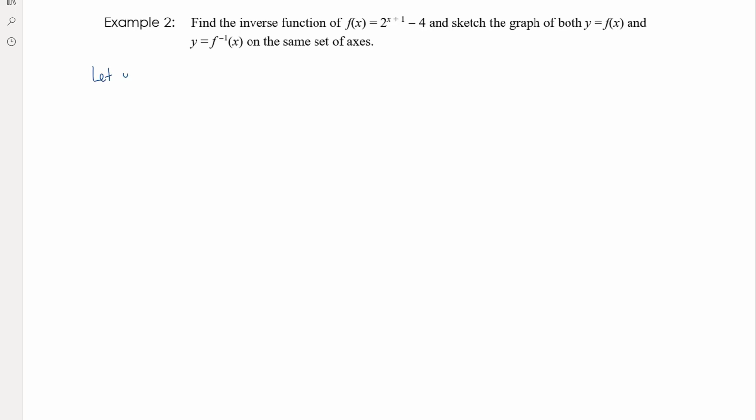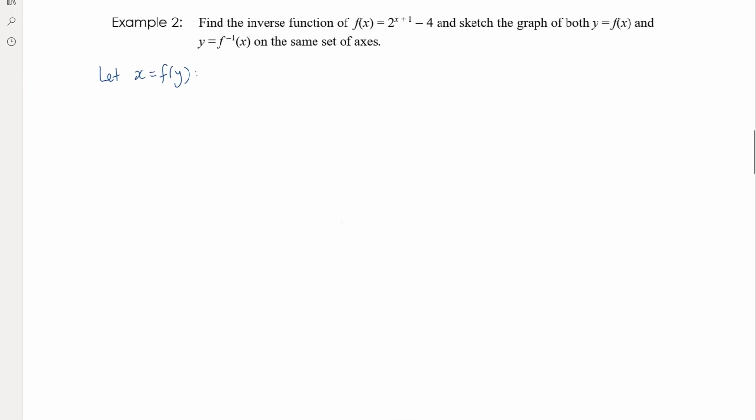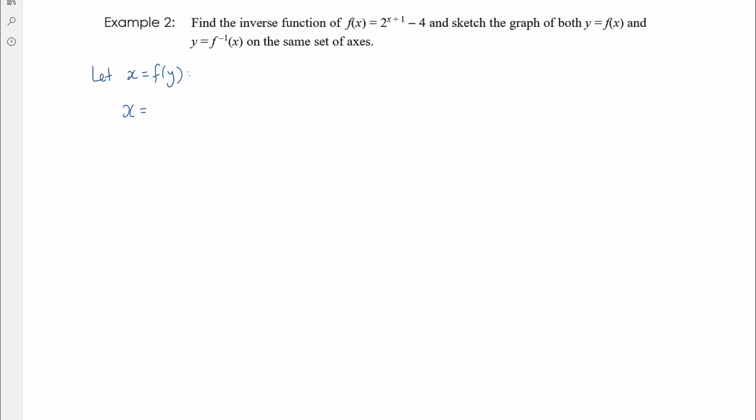So let's let x equal f of y, which means I'm going to have x equals 2 to the power of y plus 1, take away 4. So I'm going to add 4. I'm solving for y now. I'm going to change to a log equation to free the y out of the power.